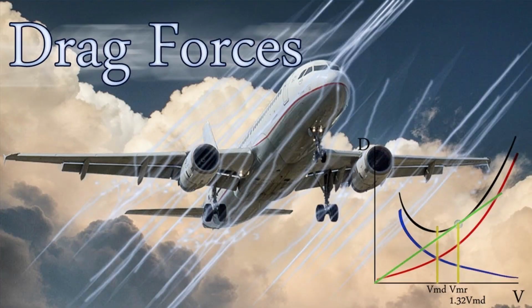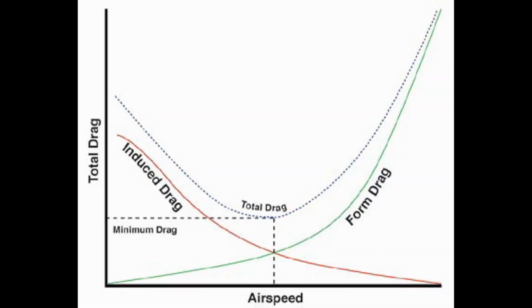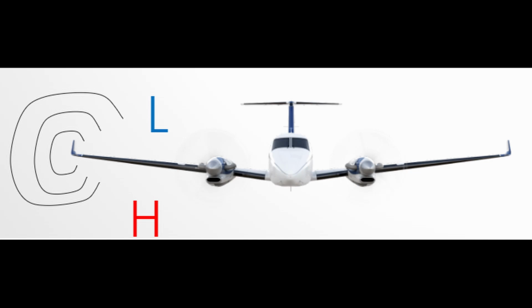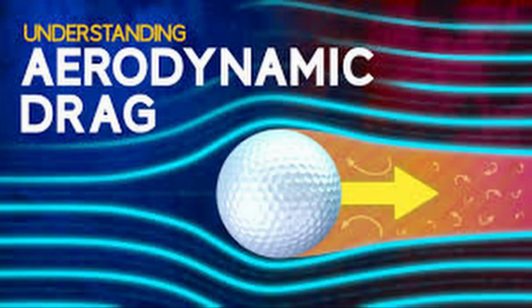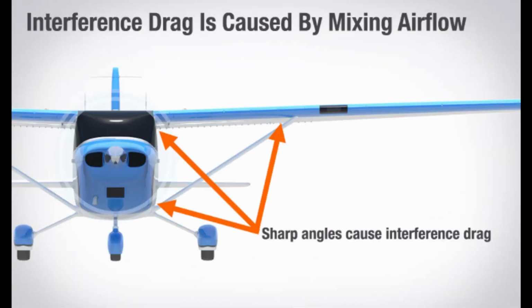Drag is the force that opposes the aircraft's movement through the air. There are two types of drag, parasite and induced. Induced drag is caused by inefficiency of the wing design, and it is a byproduct of lift. That means the more lift that's developed, the more drag the wing creates as a result. Parasite drag, on the other hand, is further divided into skin friction, form, and interference drag.